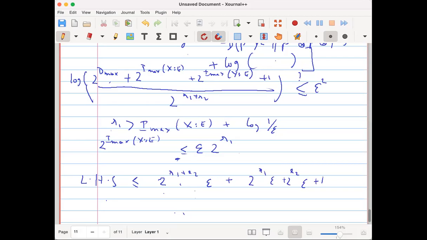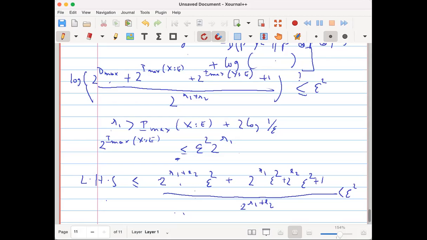Okay. And then this whole thing should be less than 2 to the R1. Now you can see, okay, so maybe I'll make everything epsilon squared here, and this is 2 log 1 by epsilon squared. So if you do all this, you can conclude that this is less than something like epsilon. So that fixes the requirement.